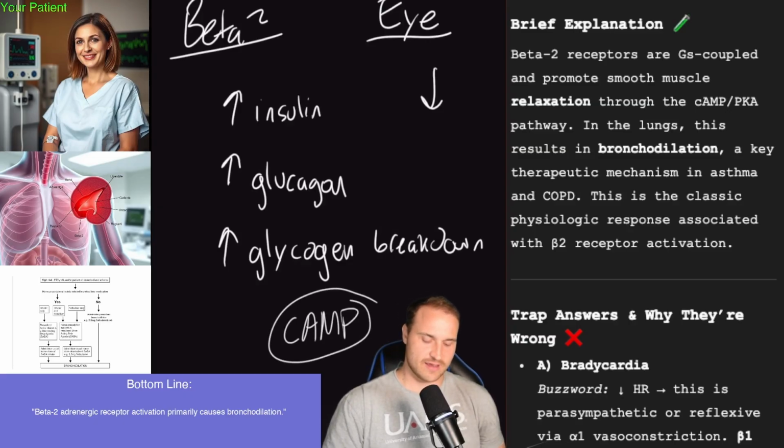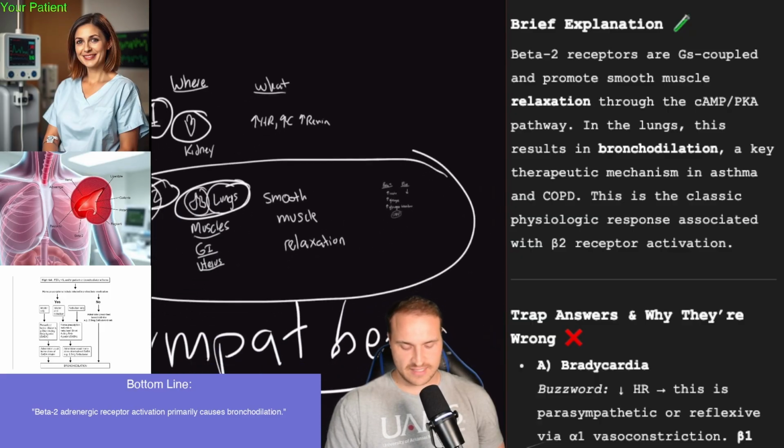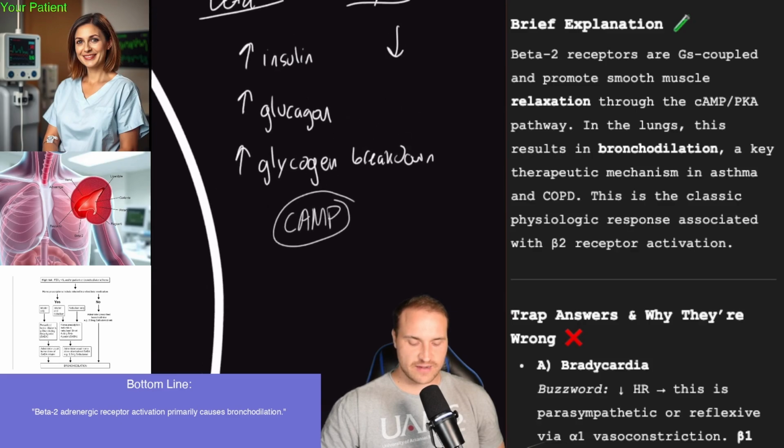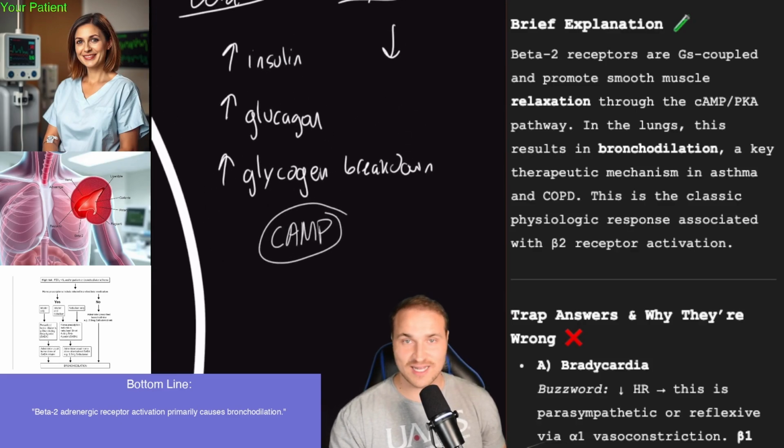Okay, so you might be thinking, Blake, you just said that all this stuff is nice and relaxing in beta-2, but then the pancreas is doing this fight or flight stuff. Yeah, beta-2 does not relax there. It stimulates the secretion and the metabolism through the Gs protein pathway. All right, so what's the deal? Smooth muscle relaxation. Pancreas, increased insulin and glucagon.